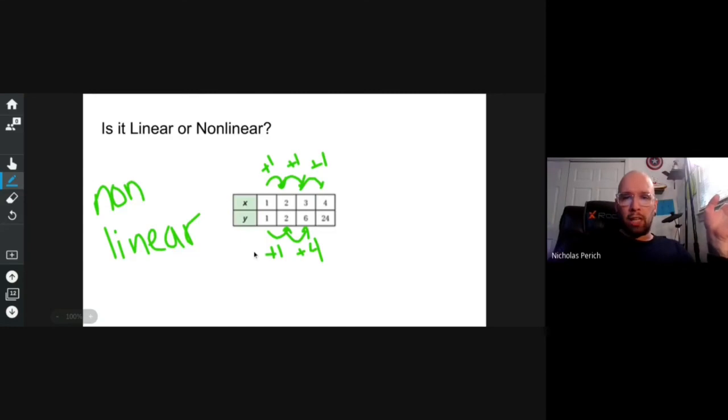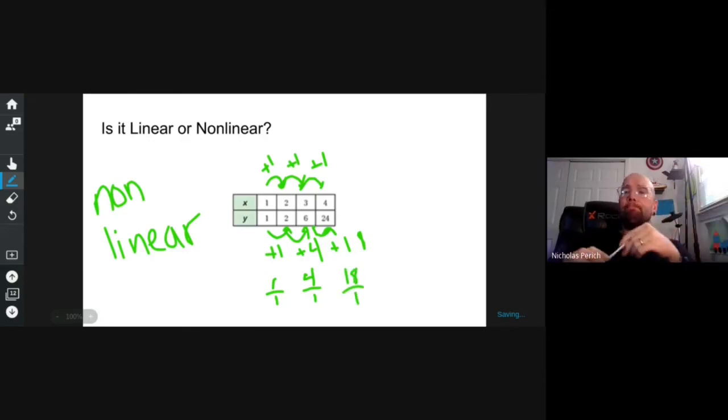This would be plus 18. And so y over x would be 1 over 1, and y over x would be 4 over 1, which is different, and y over x would be 18 over 1, which is completely different. Okay. Pretty easy.